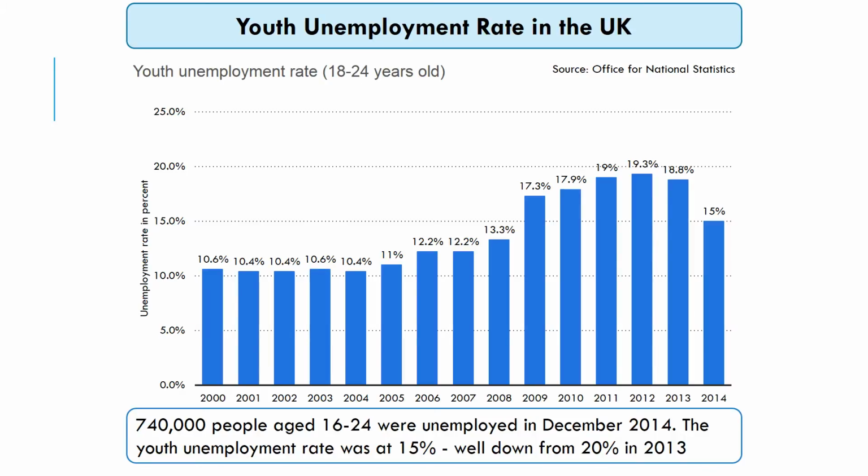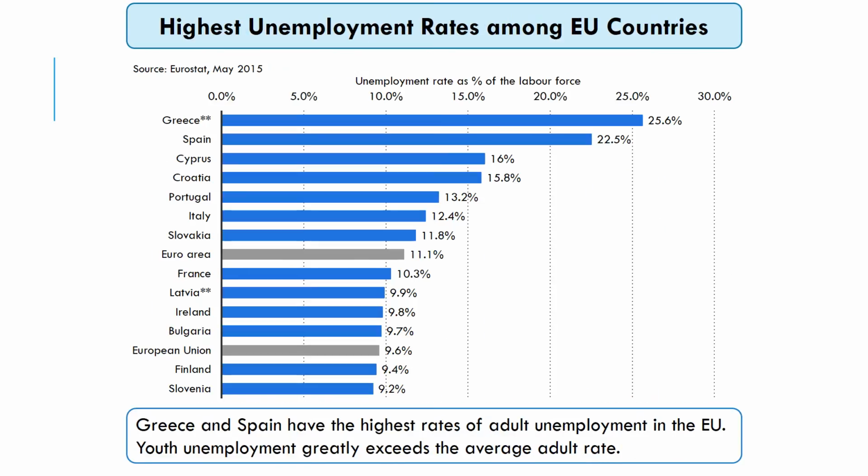One other useful trend to look at is the level of youth unemployment. The youth unemployment rate in the UK is quite high in comparison to how it's been previously, and is particularly significant. 15%, 19% compares quite highly to the overall unemployment rate of about 5%. Indeed, some countries have very high unemployment rates. Greece, Spain, Cyprus, Croatia all have high unemployment rates that far exceed the UK.